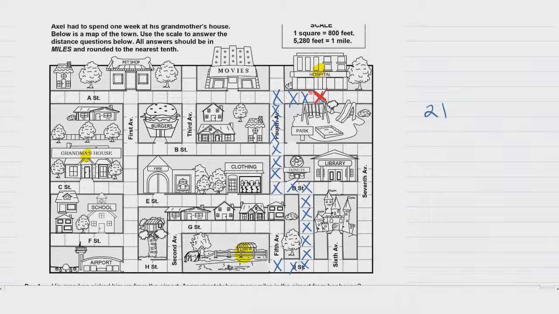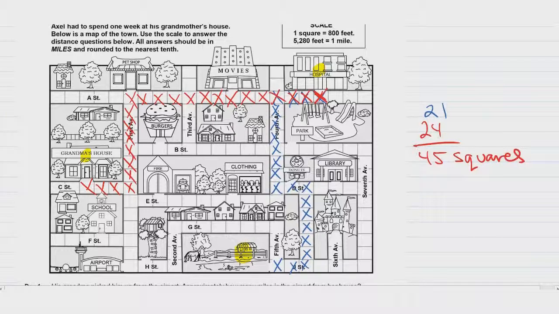So he goes 1, 2, 3, 4, 5, 6, 7, 8, 9, 10, 11, 12, 13, 14, 15, 16, 17, 18, 19, 20, 21, 22, 23, 24 squares to get back to Grandma's house. So he walked a total of 45 squares. And again, each square equals 800 feet. So we need to do 45 times 800.